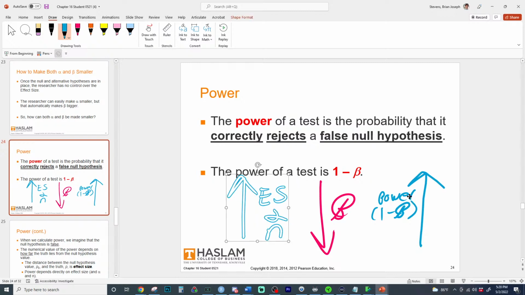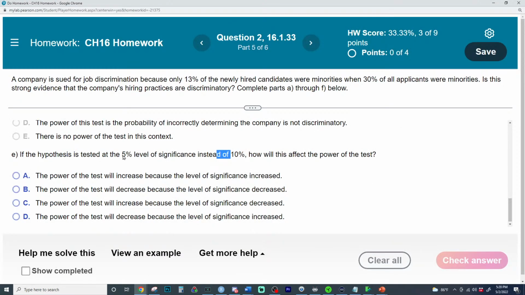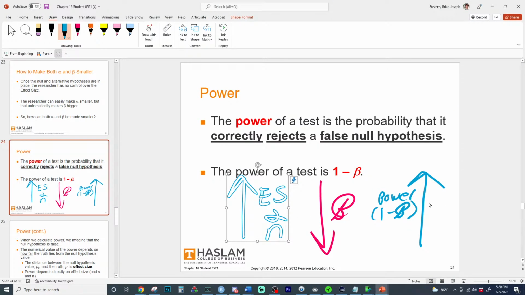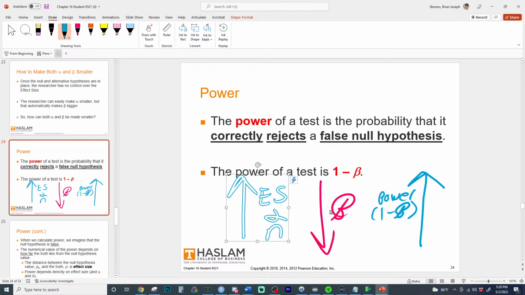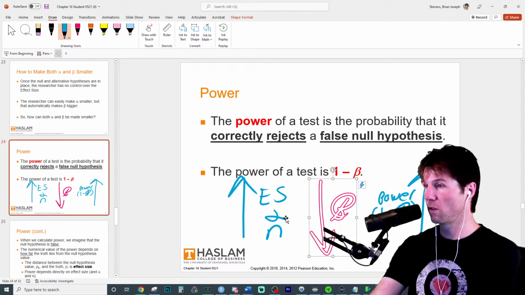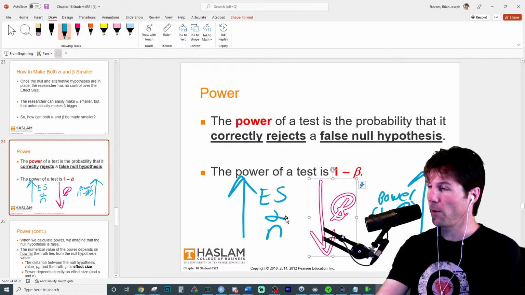If they lower alpha, what happens to power? So if alpha increases, power goes up. But if it gets lower, Fran, great job right there. The power of the test will decrease because the level of significance decreased. There we go. Remember, the slide right here can help: look at the colors and the arrows. Alpha and power are directly related, but beta is inversely related to alpha. They're not complements, but exactly, if you increase alpha, you increase power. If you decrease alpha, you decrease power.